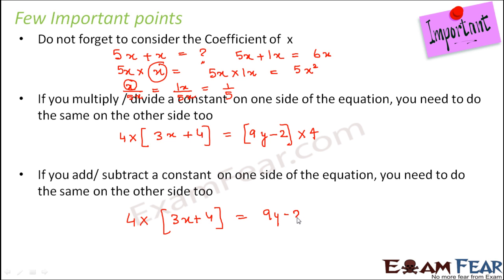So if you do something like this, let's say that your equation was 3x plus 4 is equal to 9y minus 2. Now on one side you have multiplied 4 and on the other side you added 4. So this is incorrect. You can't do that. So if you are multiplying, you need to multiply both sides. If you are adding, you need to add both sides.